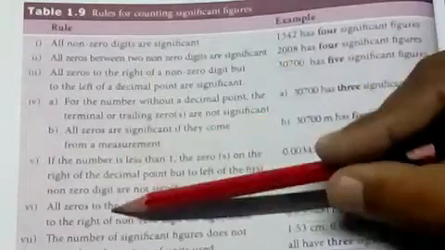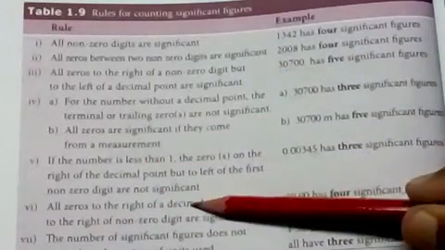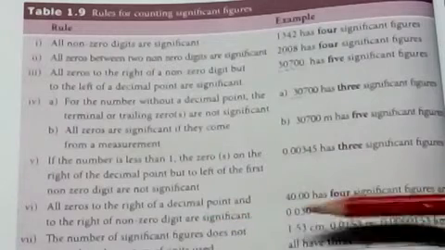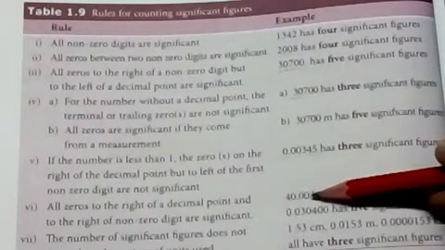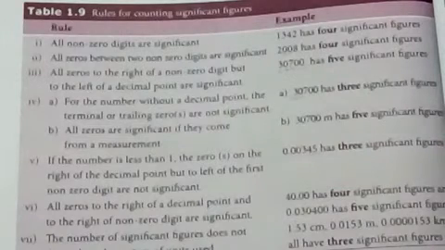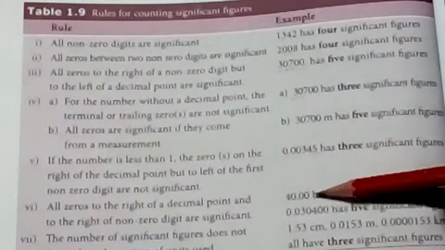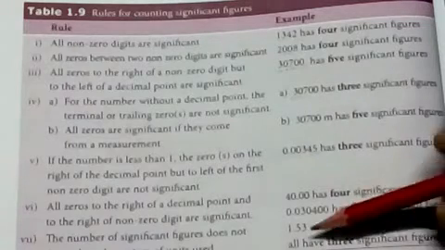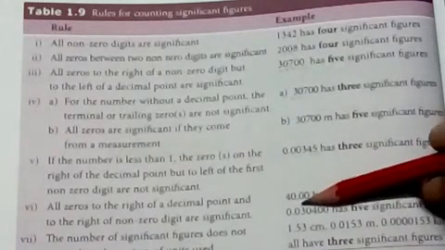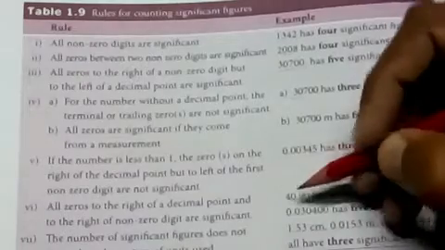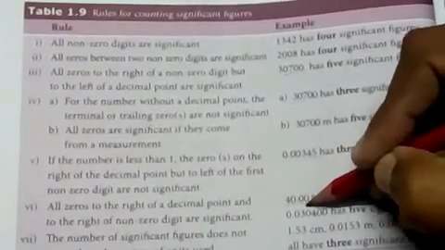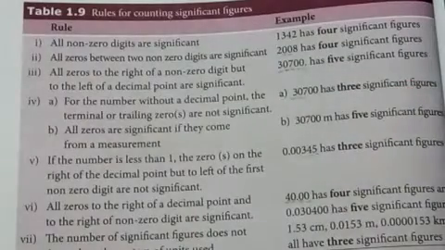Now next one, all the zeros to the right of a decimal point and to the right of a non-zero digit are significant. Okay, so all the zeros to the right of the decimal point. Now you see this 40.00. In this, they say it has 4 significant figures. Okay, why? Because of the rule, all the zeros to the right of the decimal point count, so the number of significant figures will be 1, 2, 3 and then 4. Okay, so it has 4 significant figures.